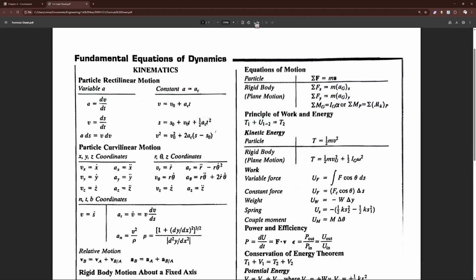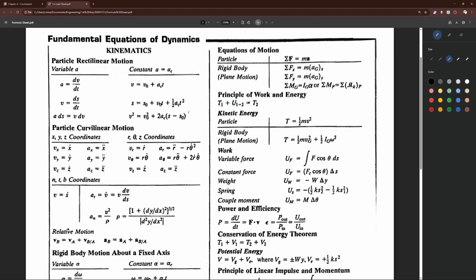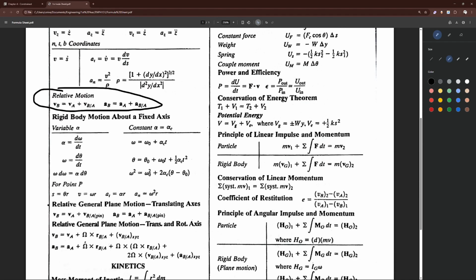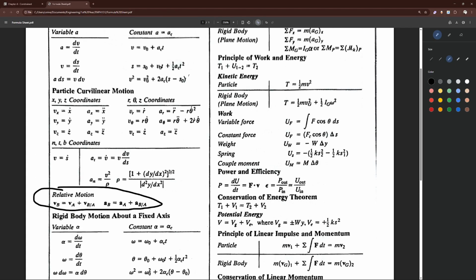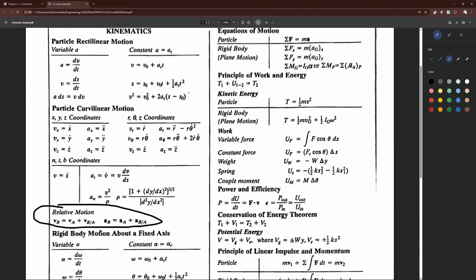Okay, hello. This is the theory for chapter 4, which is constrained and relative motion. Relative motion, you've probably seen it on the formula sheet because it's just this. This is all there is to it. There's also this down here, but that's something else. Right now, we're only focused on this part of relative motion. So, let's begin with some definitions.